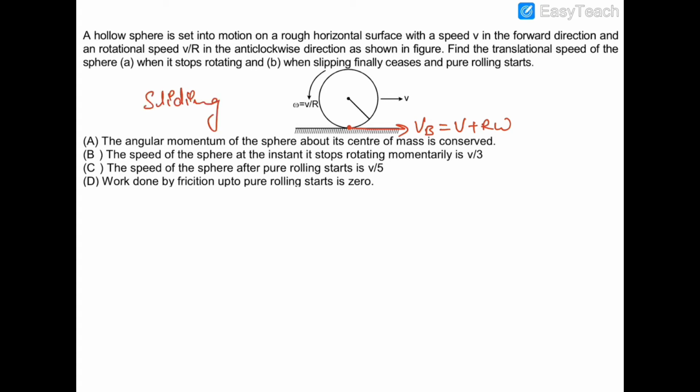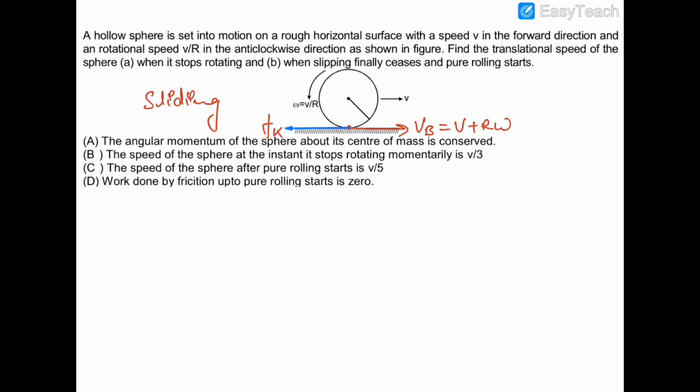If this sphere is sliding initially, then the friction would act on this sphere in the reverse direction to cease the sliding and to start pure rolling. And this friction would be kinetic because sliding is occurring at this point of time. So we have to find the translational speed of this sphere when it stops rotating in the A part. So let us solve the A part first.